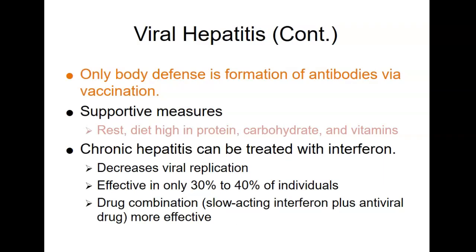With viral hepatitis, the only defense that you really have is to form antibodies against it, and vaccination seems to be very, very effective. Supportive measures when a person's having a flare-up are just going to be things like rest, keeping a diet that's high in protein and carbohydrates, but very, very low in fat, because you don't want to be having to stress the liver out producing bile. You also want to make sure the person's having adequate vitamins, so they're getting everything that they need to stay healthy. Chronic hepatitis can be treated with interferons.